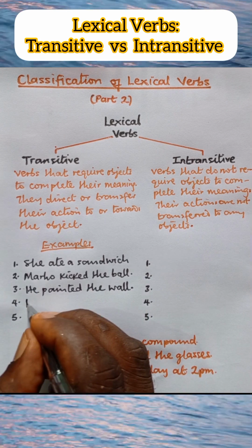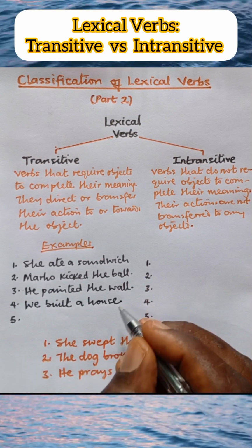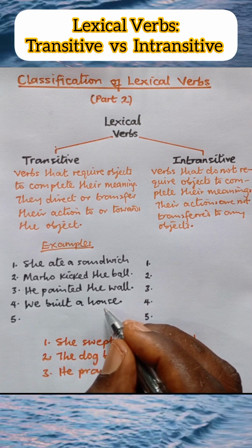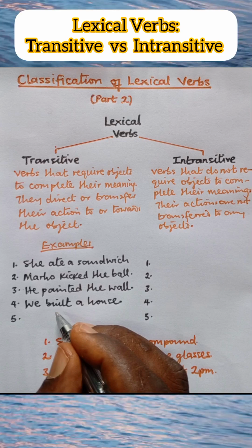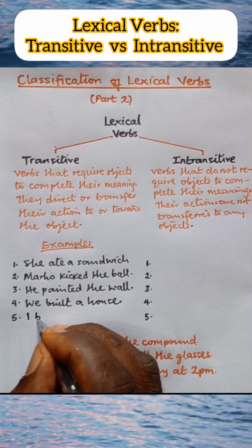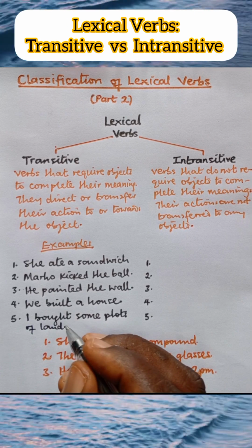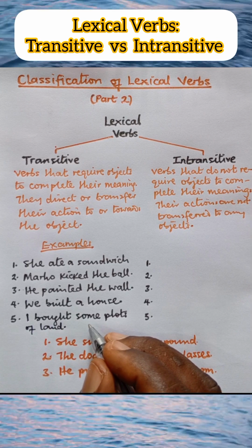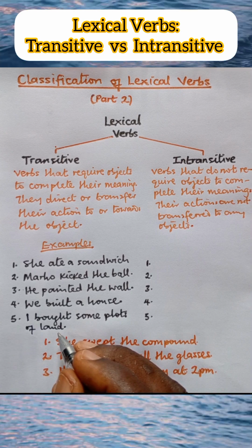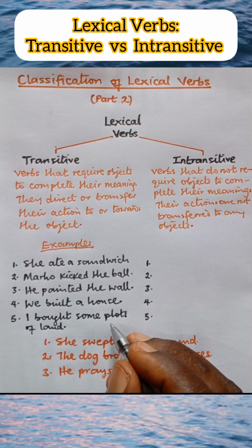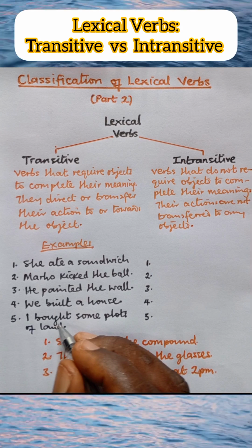Number 4, we built a house. The object here is a house. A house receives the effect of the action of built. Number 5, I bought some plots of land. Bought what? Some plots of land. The object of this verb is some plots of land. It receives the effect of the action of the verb bought.